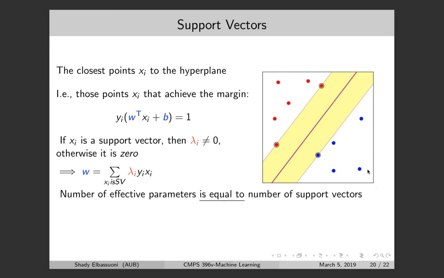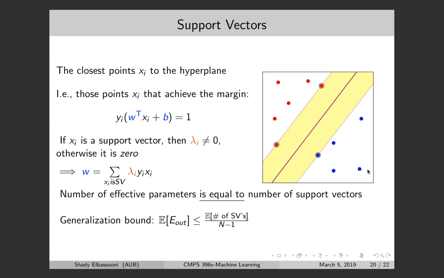So what is the effective number of parameters? It's really the lambda i's corresponding to support vectors, because the rest are 0. So the degrees of freedom here is reduced to only the number of support vectors. There is a theorem on the generalization of support vector machines that the expected E out is less than or equal to the expected number of support vectors divided by n minus 1.